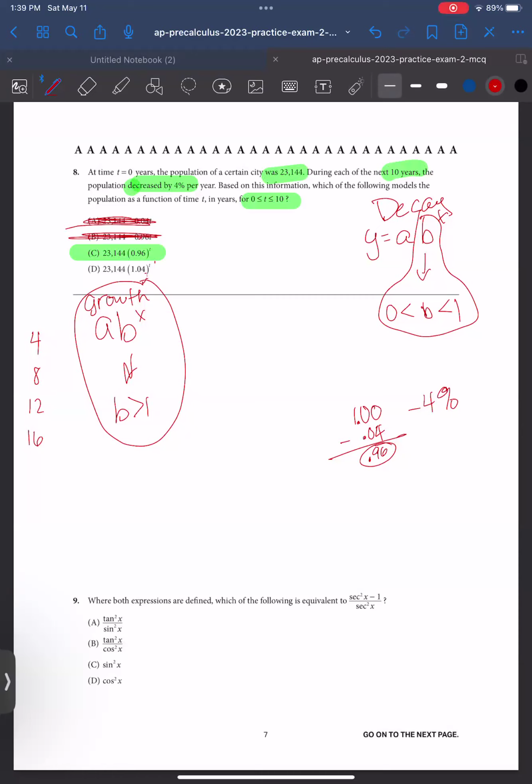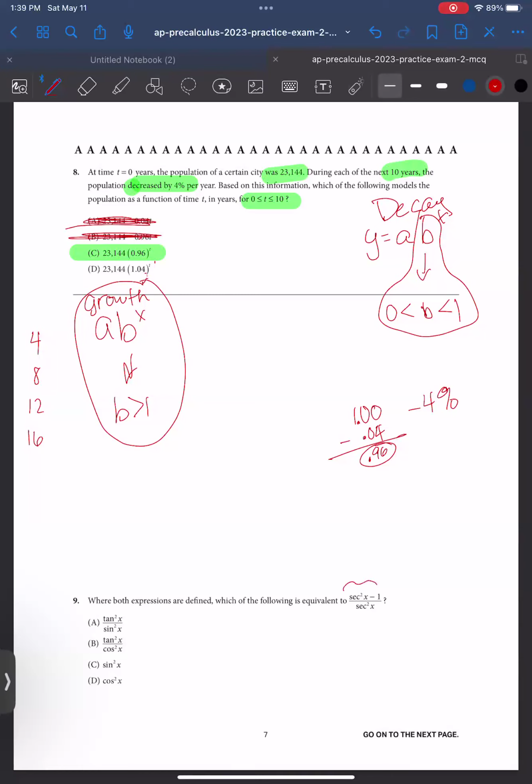Okay, let's see if we can do this quickly. What is SEC? Isn't that secant? Yes, that is a secant function.